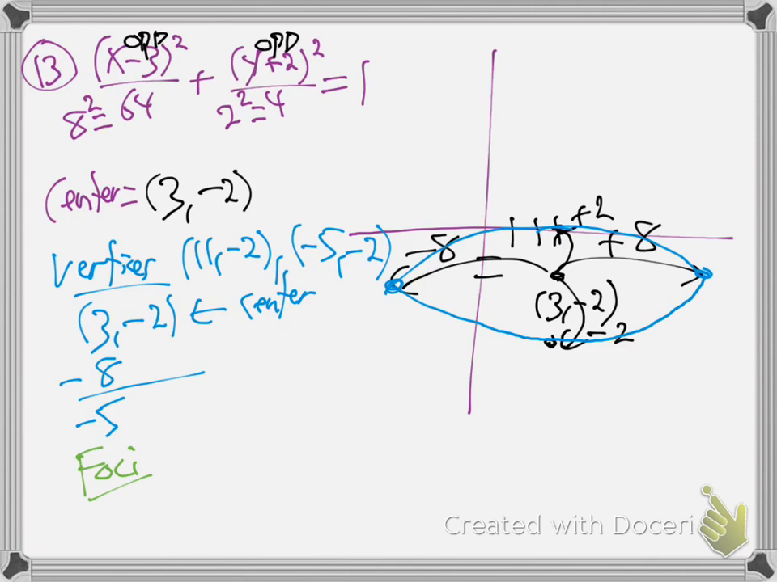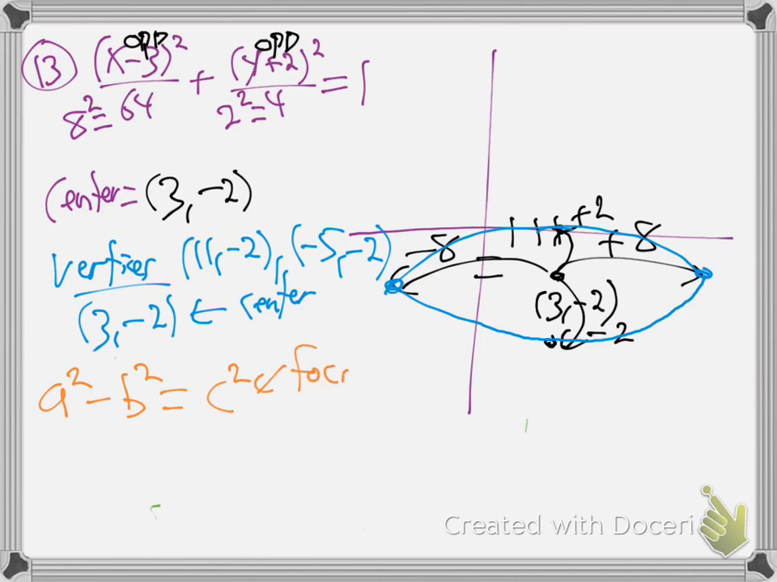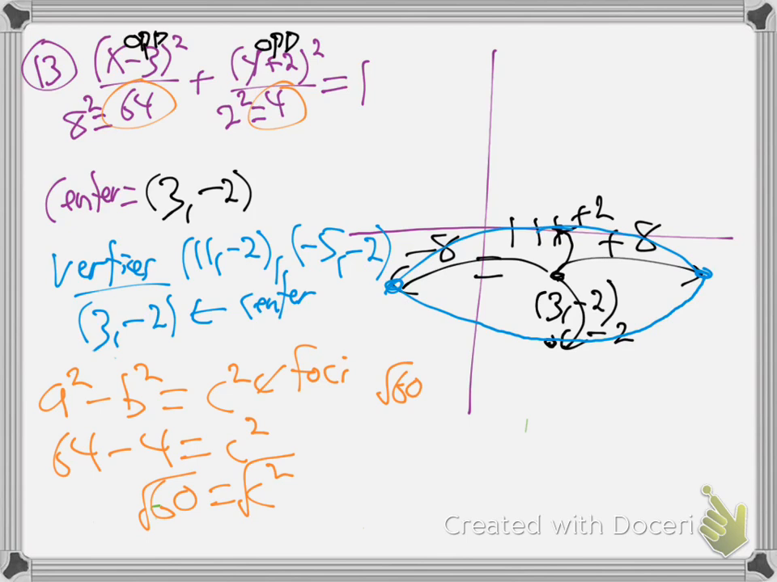Focus, so we use a squared minus b squared, huh? Here. I'm going to run out of room. Let me put it up here. So a squared minus b squared is c squared, where the focus points are. What's a and b in this one? Yeah, 64, a squared and b squared. 64 minus 4 is c squared. 60 is c squared. Root it. So the square root of 60. Are you guys okay with simplifying square root of 60?